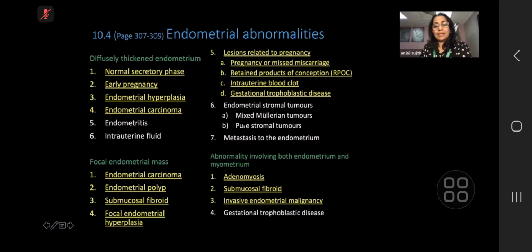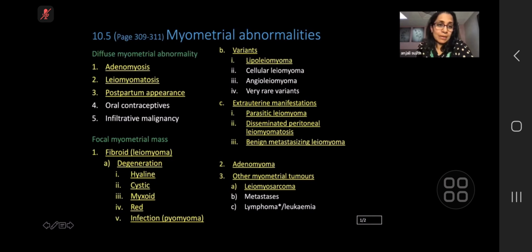So that brings us to the end of congenital anomalies. So Chapman has classified endometrial abnormalities into diffuse and focal abnormalities, conditions having both endometrial and myometrial abnormalities, and focal and diffuse myometrial masses. But in this session, we will be focusing on endometrial CA, fibroids, and adenomyosis.